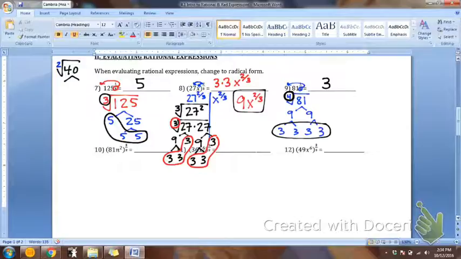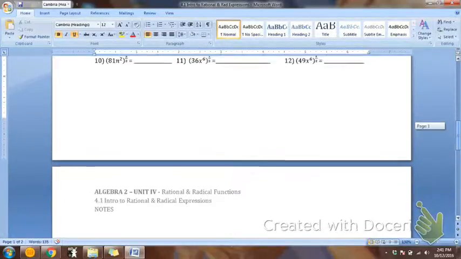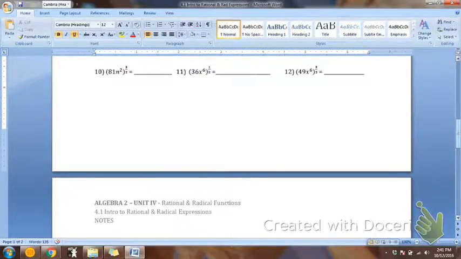Okay, so we're going to do 3 more examples and you're going to be in great shape. Let's work on example 10. So the first thing to do is to separate it out. You're, quote, kind of thinking about distributing. It's not quite distributing, but you're going to do 81 to the 3/2. And then you have n squared to the 3/2.